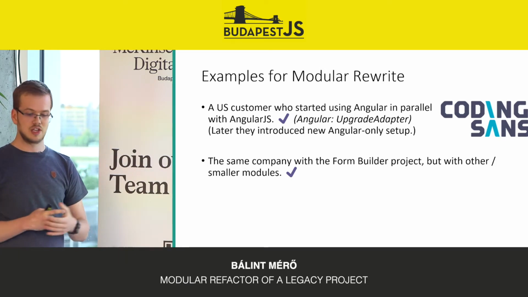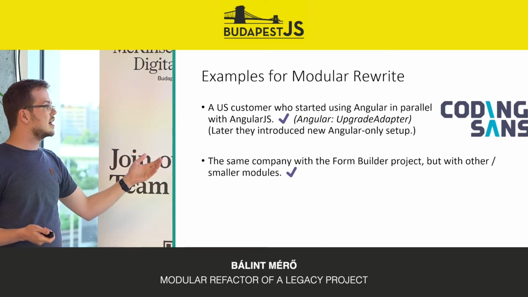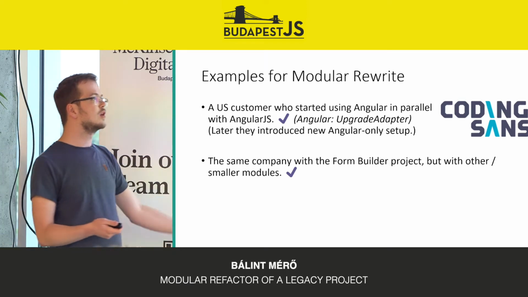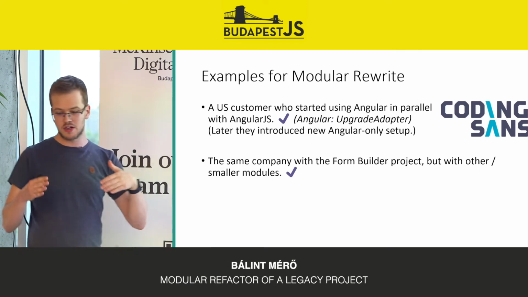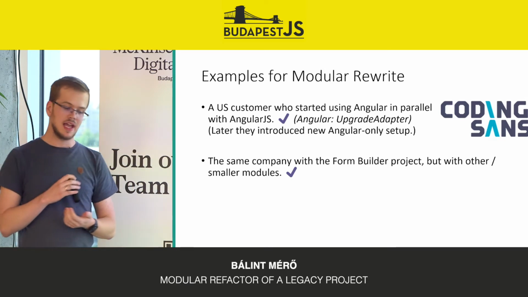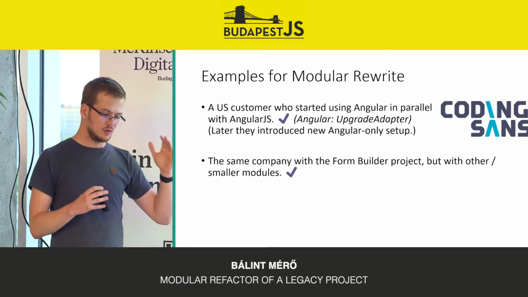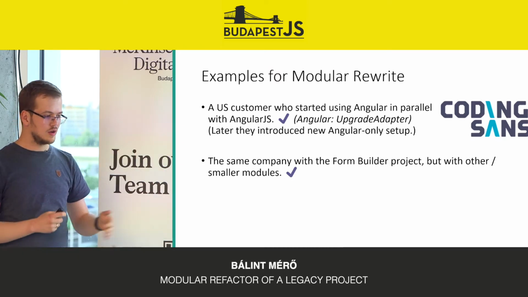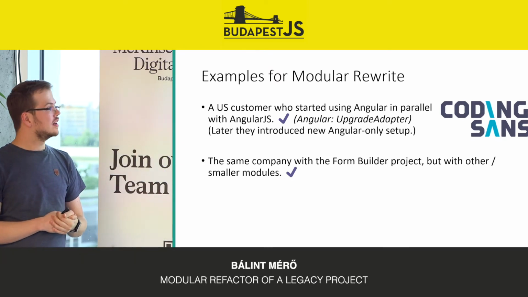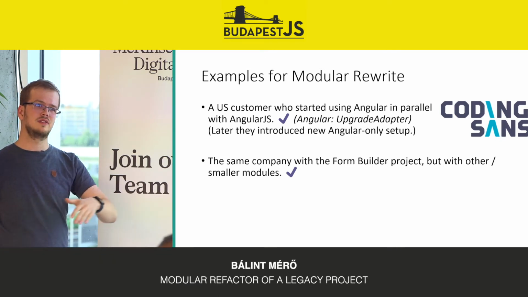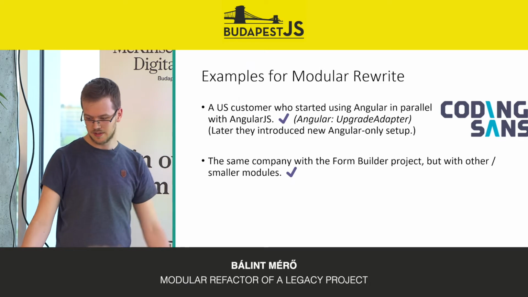And the other example I saw at the same company, where I saw the failed form builder project, was with smaller scopes, smaller modules. They were able to rewrite, port their large application from Backbone and Ruby on Rails backend to React frontend.